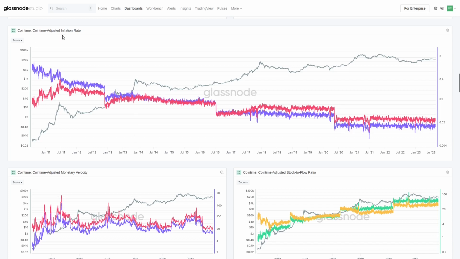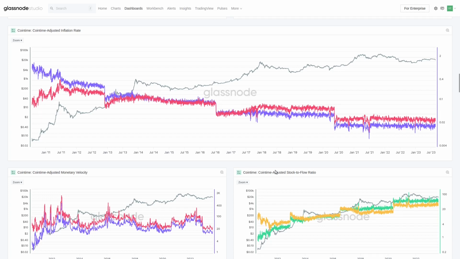So what we have here is the inflation rate. Now in purple, we have the nominal inflation rate. This is literally circulating supply as the denominator, and we're looking at how many coins are mined, and we assume that it dilutes the circulating supply. Now the problem with that is that we know that many coins are lost. So is it really fair to dilute the coins that are lost? Probably not. The mined supply doesn't really affect those coins because they're never going to respond. So then we have our Cointime adjusted inflation rate, which only looks at the mined supply going into the active supply, or the economically mobile.